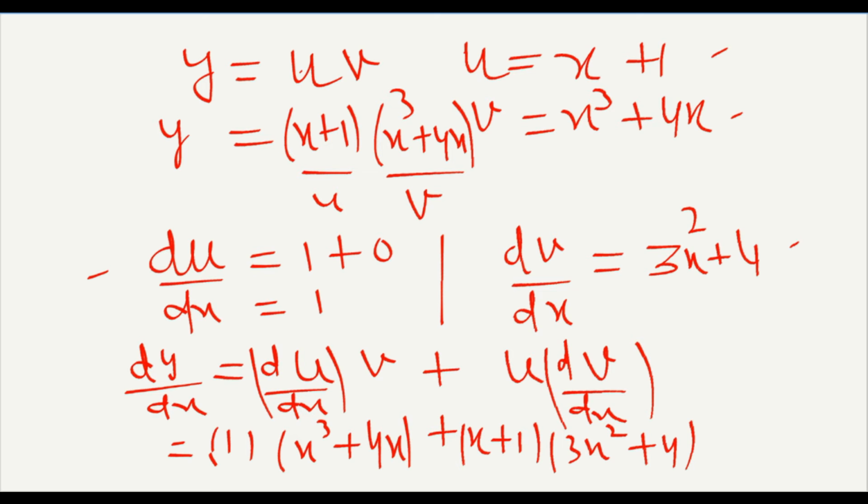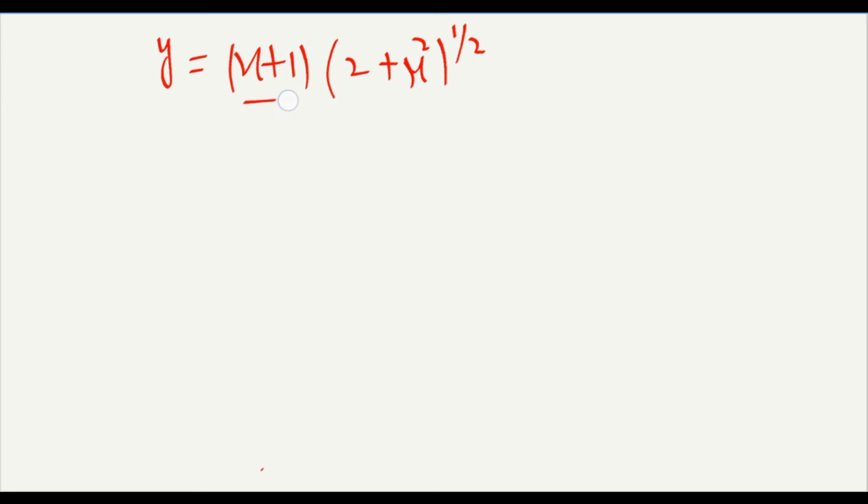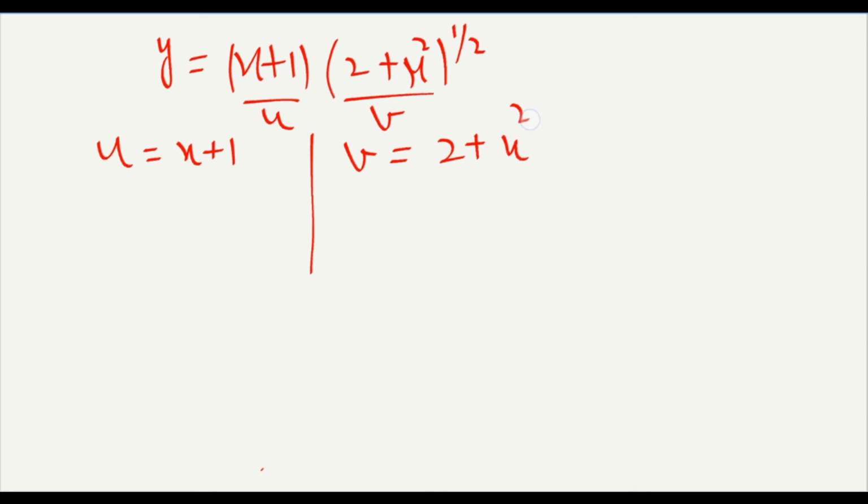So we take one more example so that it is easier for you. Suppose y equals x plus 1 into 2 plus x square, raised to power half. See, this is u, this is v. So u is x plus 1 and v is 2 plus x square power 1 by 2.